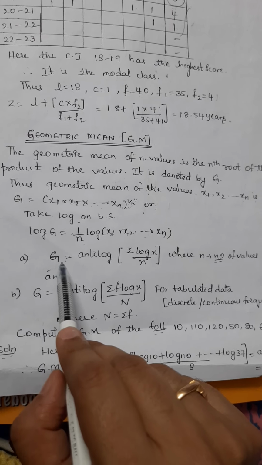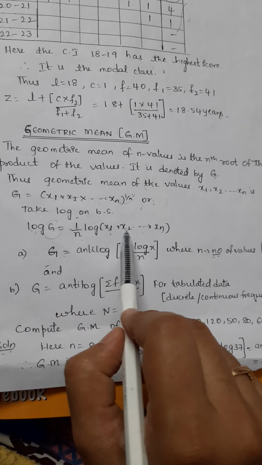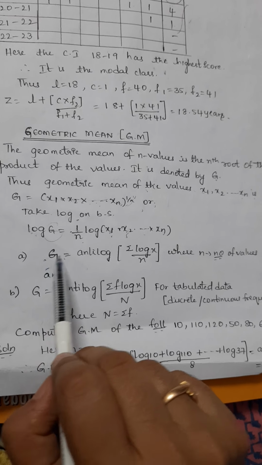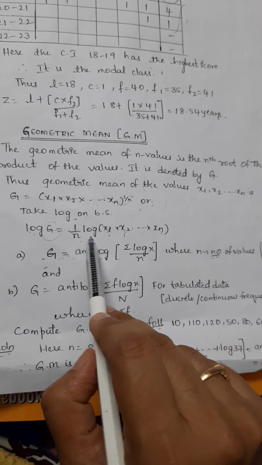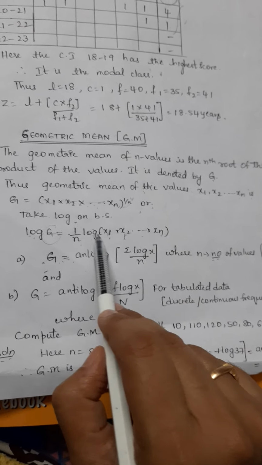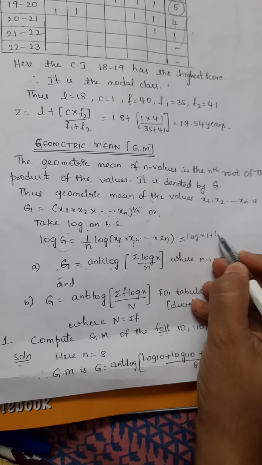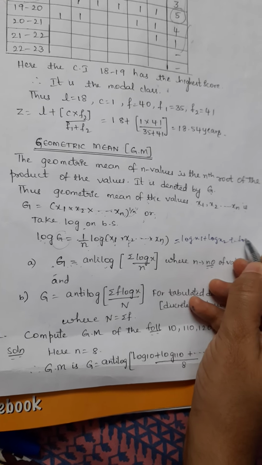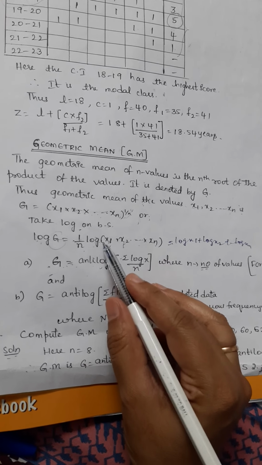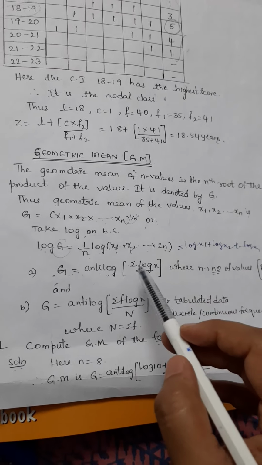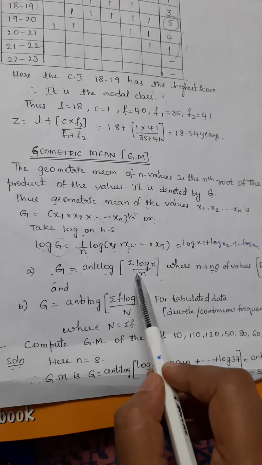So here, to obtain G, I should shift this log to this side. When I shift log to RHS, it will be anti-log. So geometric mean G is equal to anti-log of this log x. This is in the form of log m into n etc. It can be written as log x1 plus log x2 etc. up to log xn. This can be written as summation of log x divided by n. This is the formula where n represents the number of values. This is the formula for the raw data, that is for the ungrouped data.